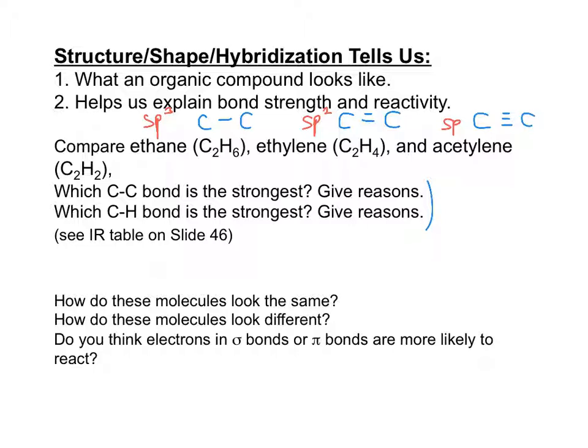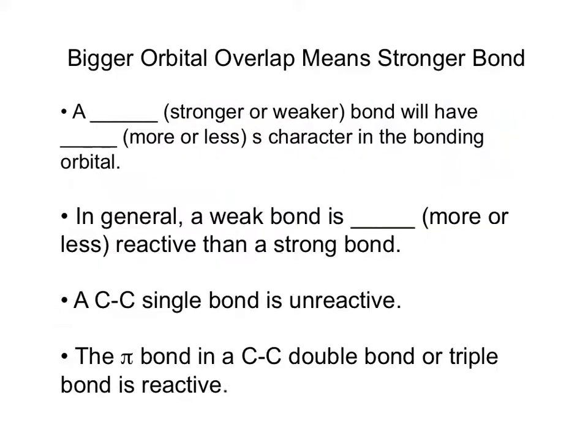The strongest CH bond is the CH bond in acetylene. The sp hybrid orbital in carbon overlaps with the s orbital in hydrogen, and that has the greatest overlap because of the 50% s character in that sp hybrid orbital. An IR spectrum is the experimental evidence that shows that that CH bond is the strongest.